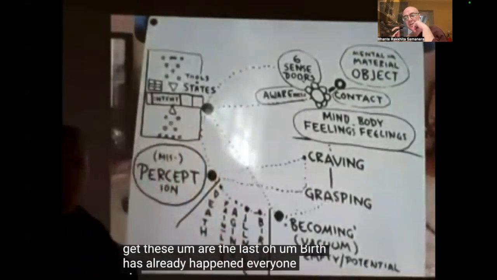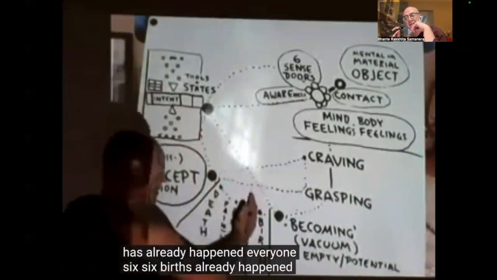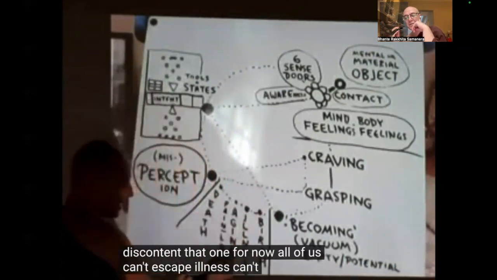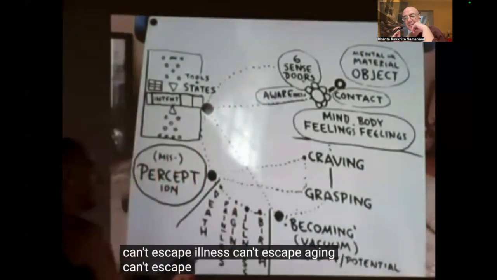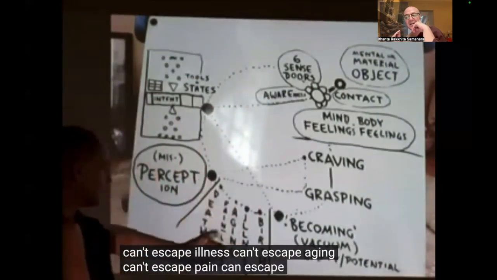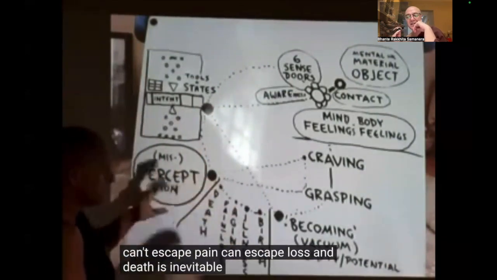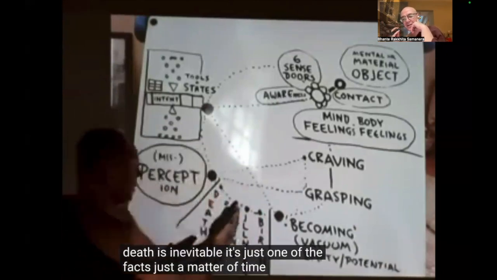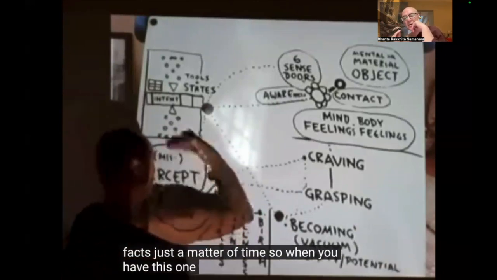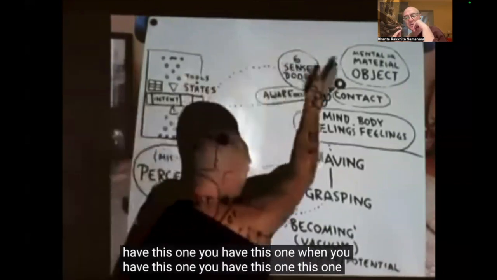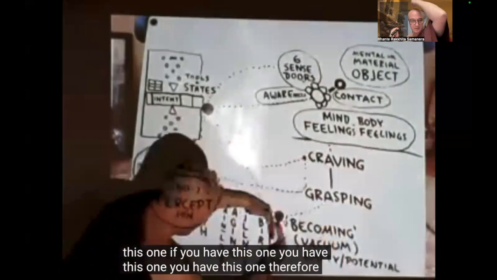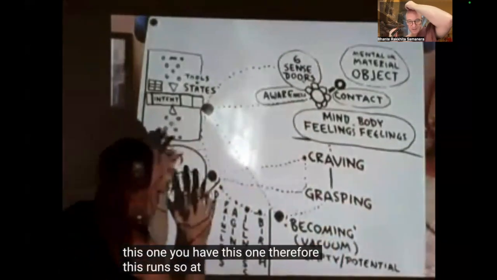Birth has already happened. Then discontentment: all of us can't escape illness, can't escape aging, can't escape pain, can't escape loss, and death is inevitable. It's just one of the facts. Just a matter of time. So when you have this one, you have this one. When you have this one, you have this one, and therefore this runs.